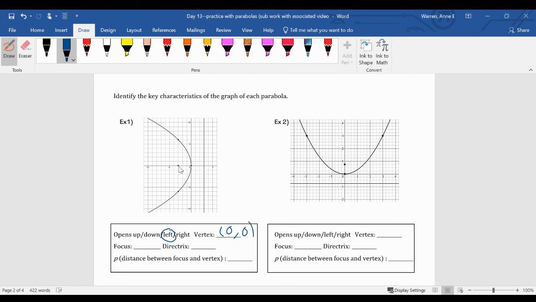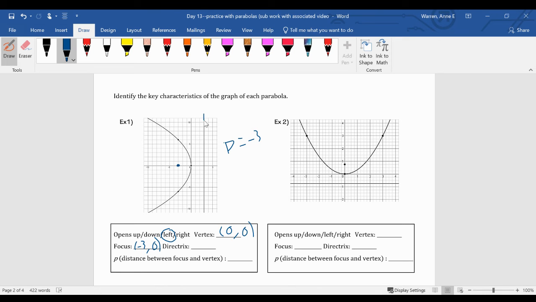The focus is the point that's not on the curve. It's equidistant from the vertex as the directrix is. So that would be this point right here. It's already marked in for us. But so that would have a coordinate of negative 3, 0. So I just list that here. And what that tells me, this is really similar to that last example. Here, P would be equal to negative 3 because the distance from the vertex to the focus is 3 and it's moving to the left and the left direction is negative.